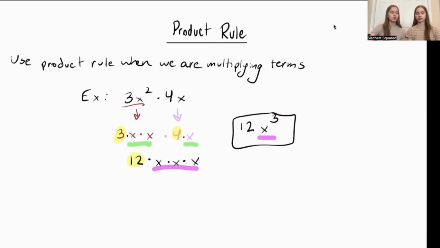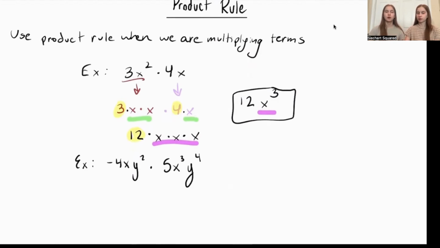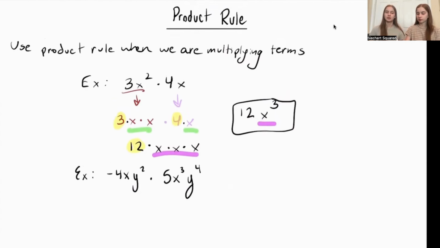Our next example, we're going to make things a little bit more difficult, but we're still going to show you ultimately the same exact type of step. It's still the same idea of breaking it down and seeing how many of certain variables you have. For this one, we're going to have -4x, don't be scared, we're going to put another letter, y squared, times 5x cubed, y to the power of 4. When you break that down, it's going to look a little bit messier than the last problem, but only because there are more letters. Otherwise, it's the exact same thing.